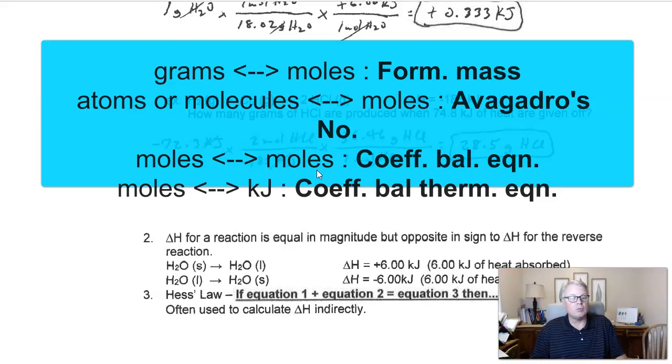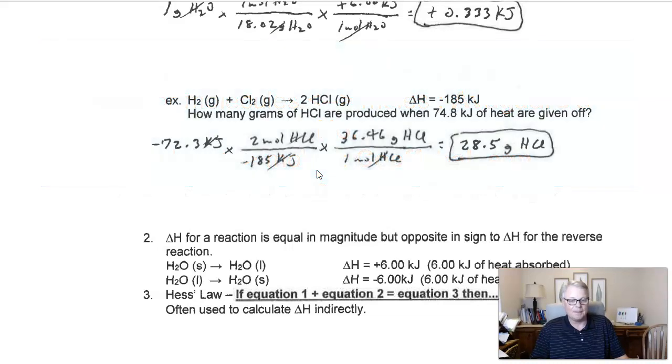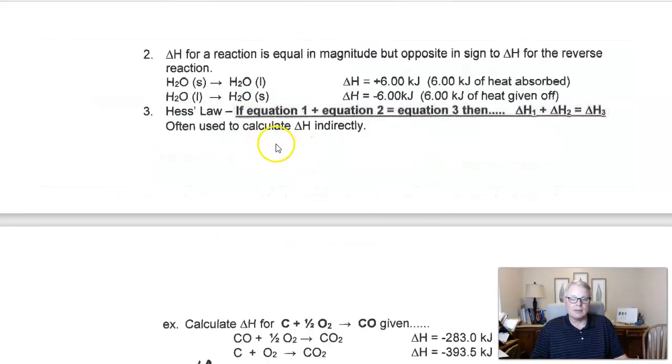And if I need to go from moles of something to kilojoules of heat, or kilojoules of heat to moles of something, what do I use? I use my coefficients in my balanced thermochemical equation. All right, so see, again, it's the same stuff you already know how to do. It's just one more thing on top of it. You can do this.